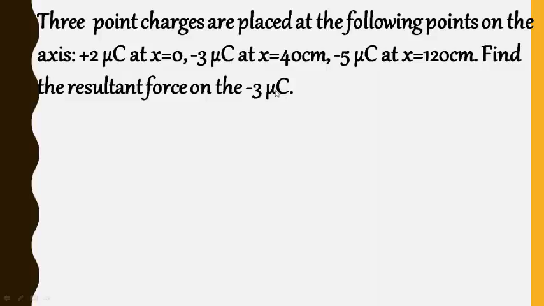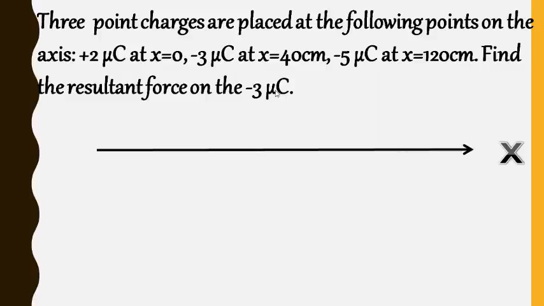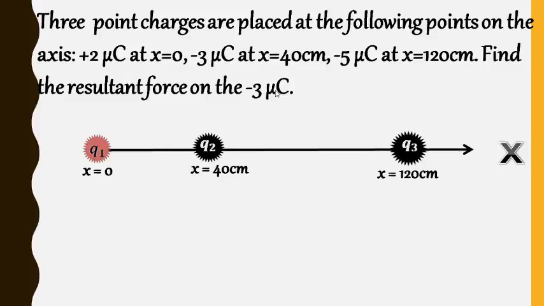Now here we have the axis. On that we have three charges Q1, Q2 and Q3 placed at x equals 0, x equals 40 centimeter and x equals 120 centimeter, having charges plus 2 microcoulomb, minus 3 microcoulomb and minus 5 microcoulomb respectively. Based on the values, x equals 40 and x equals 120 are the positions. So the distances are 0.4 and 0.8 if we convert them to meters respectively.